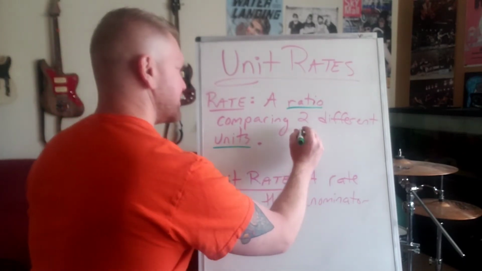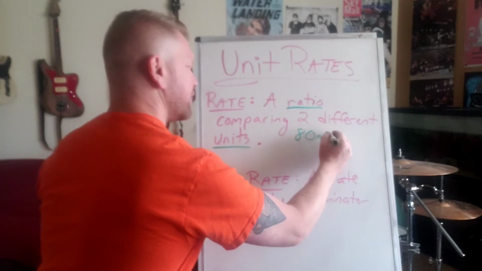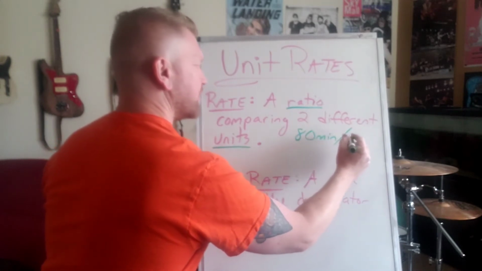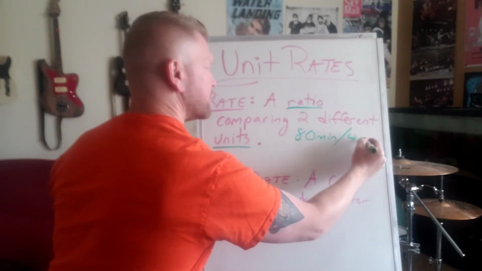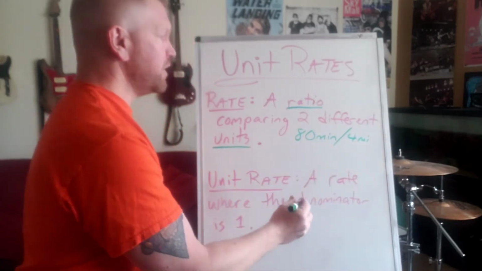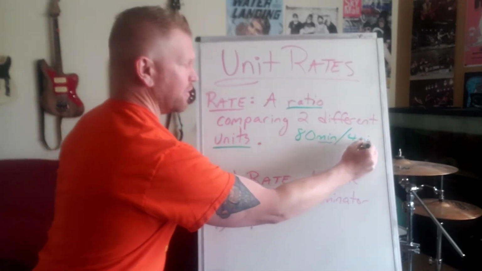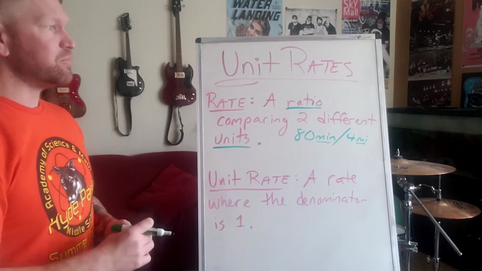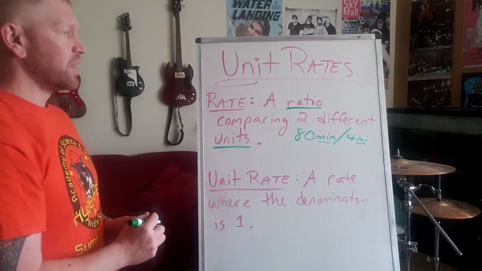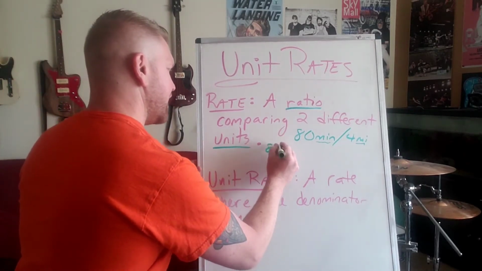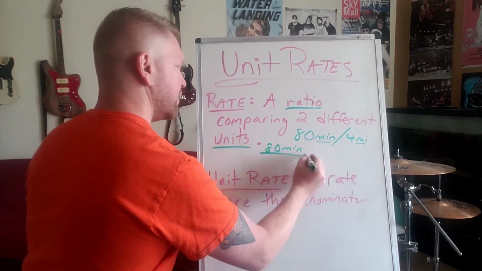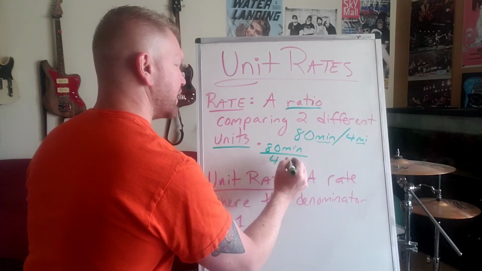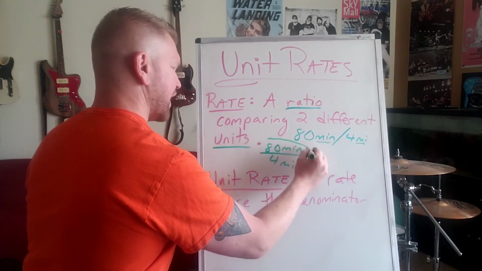The example I gave you with walking Ryder is a ratio comparing two different units. I said it took us 80 minutes to walk 4 miles. So a minute is different from a mile. It's got two different units. So it's got numbers, 80 and 4, but the numbers represent different units. If you say that is an 80-minute to 4-mile rate, that's what we're talking about there.